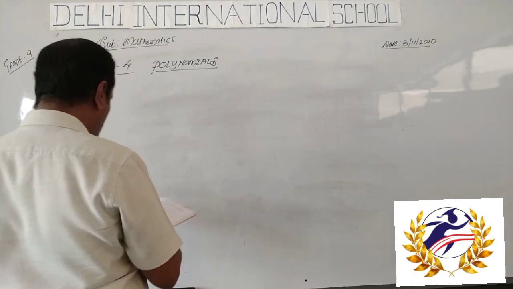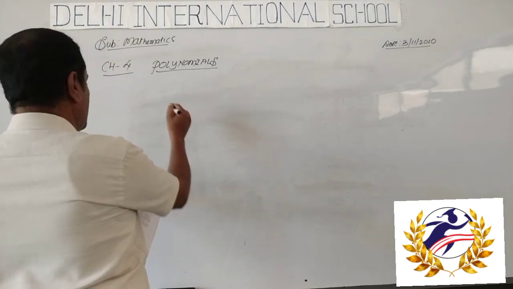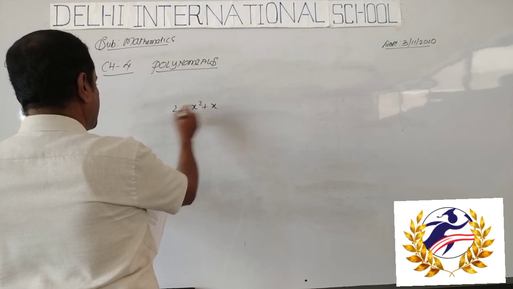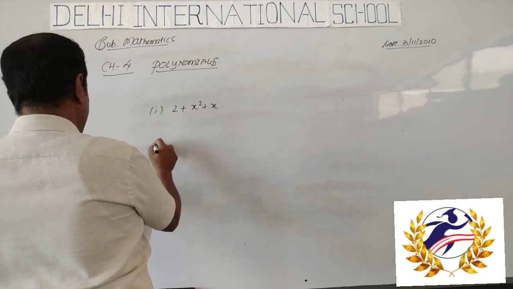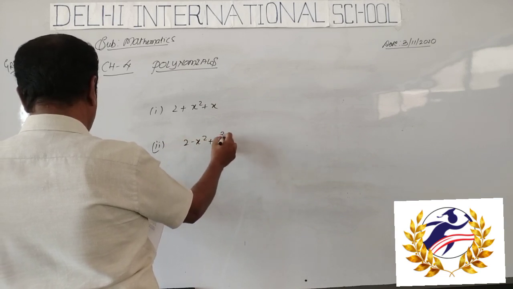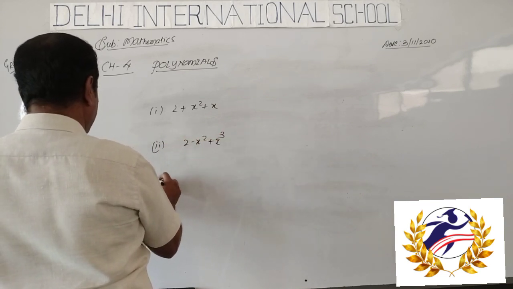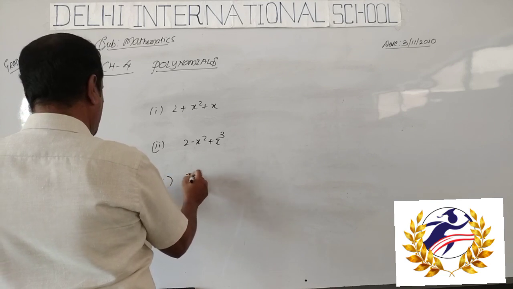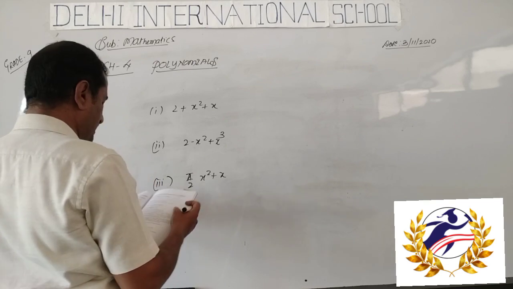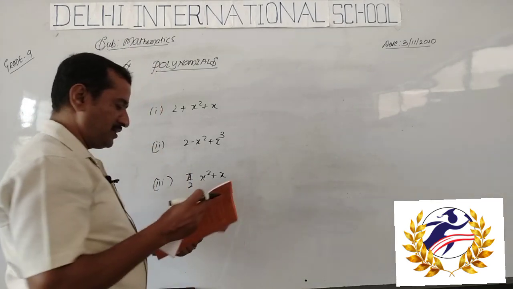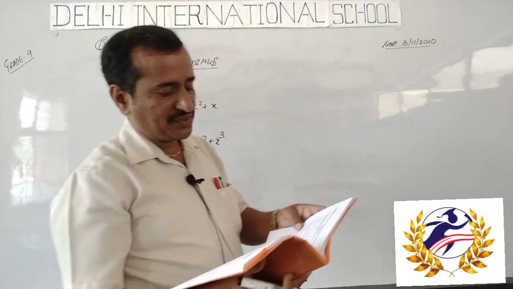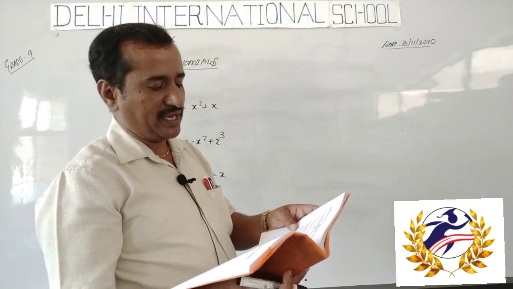So in that, the first one is 2 plus x squared plus x. Similarly, the second one is 2 minus x squared plus x cubed. The third one is y by 2 x squared plus x. And in the fourth one, we don't have an x squared term. As a result of that, the coefficient of x squared is 0, we can say.